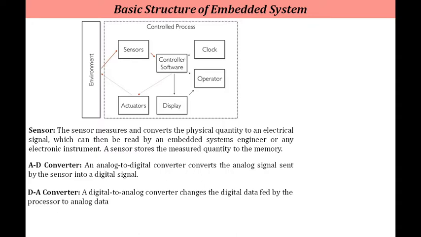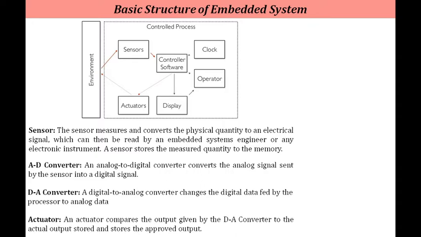And the last important part is the actuator. Whatever data is obtained from a DAC, that is the output data, we need to compare with the actual output which is stored in the memory. Based on that, the corrected or approved output is stored in the memory with the help of the actuator. So this is the basic structure of an embedded system.